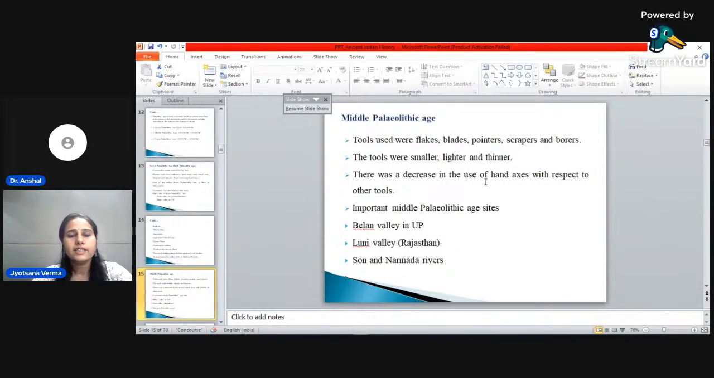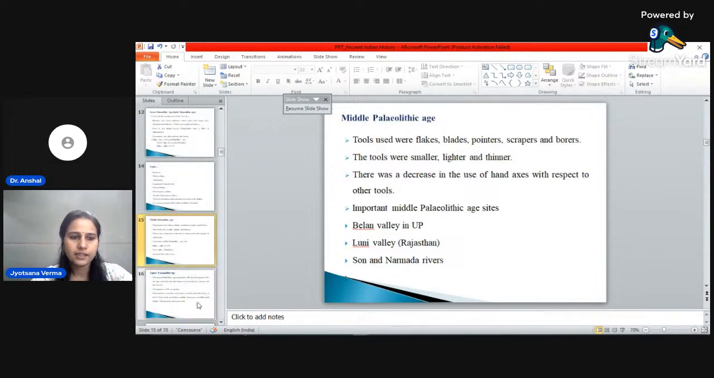Next, the Middle Paleolithic age. In this age, tools were comparatively sharp and pointed. Basically, flat blades and points were used. The tools were smaller, lighter, and thinner. There was a decrease in the use of the hand axe with respect to other tools. Important Middle Paleolithic sites are Belan Valley, Luni Valley, Son, and the Narmada River.